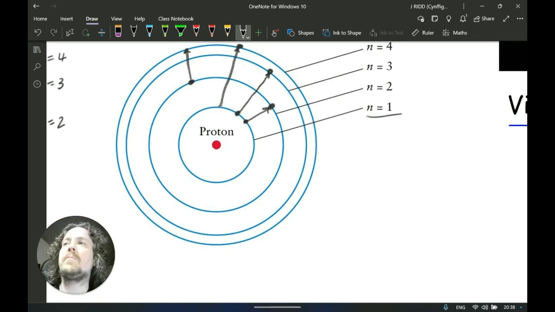It's a bit like the floors of a hotel. Electrons can occupy different floors, but they're not allowed to sleep on the stairs in between the floors. Or the lift doesn't stop in between the floors, okay? It only will be on one floor or the other.